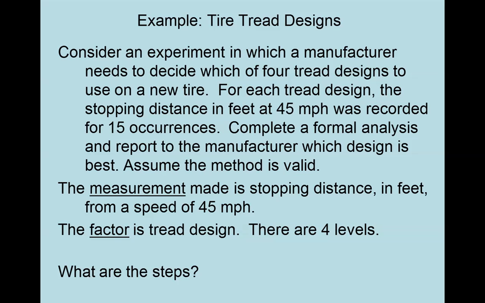Okay, so what we're going to do is the F test right now. So we'll assume the method is valid. Notice the measurement that's being made is the stopping distance in feet from a speed of 45 miles per hour, and the factor, or the things that we're comparing, are the different tread designs, and there are 4 levels. So what would be your steps?